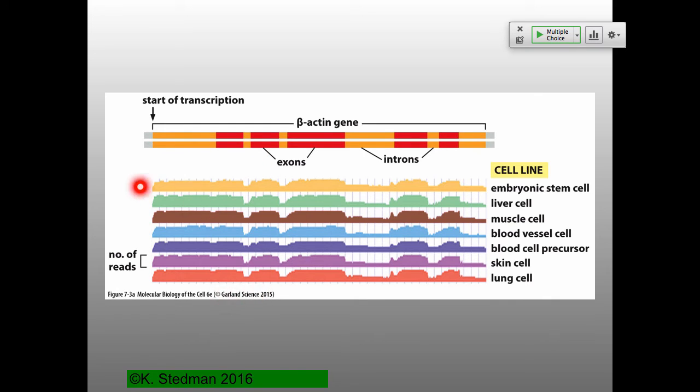But what about down here? Dr. Stedman, that's not an intron. Why are you getting all this RNA? Well, that's about regulation, and we'll talk about that a little bit later on.